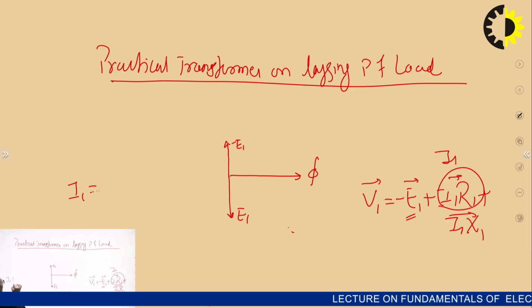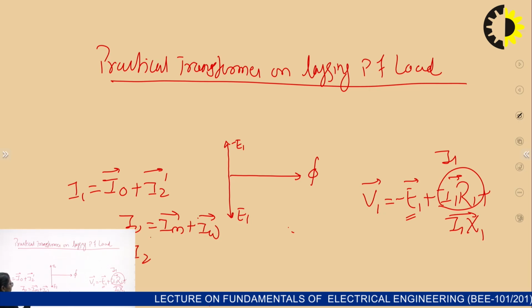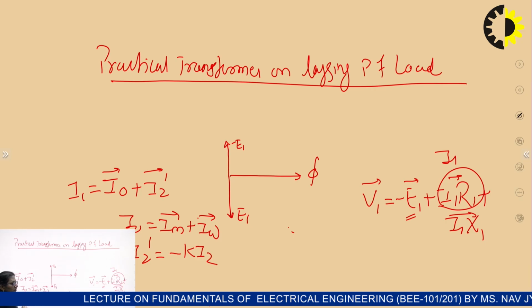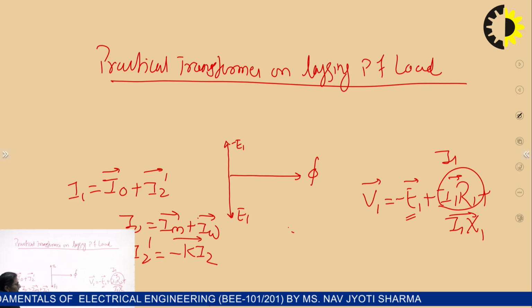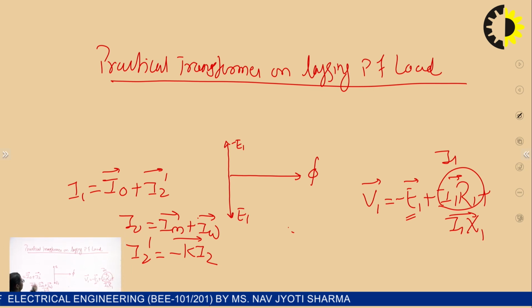I1 is given by the phasor addition of I0 and I2 dash. I0 I know. I0 is the phasor addition of Im and Iw. Once again, I2 dash, what is this? This is minus the K times of I2. This is the loading component, right? Once you load the transformer, according to the load, the transformer draws an extra current, extra to the no load current. So that is I2 dash, and that is equal to minus of the K times of I2, that is in phasor. So I need to plot this, then only I am going to get my I1.